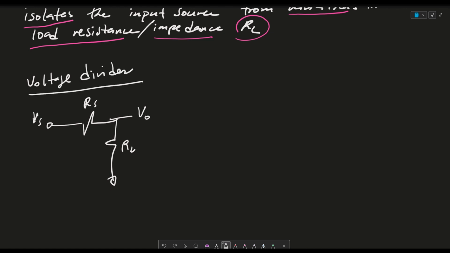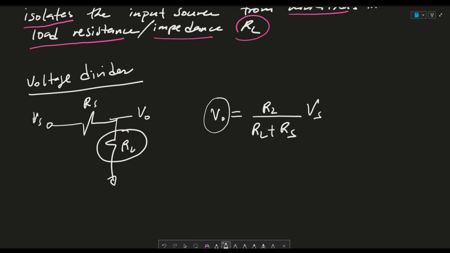And we've studied this in the past, where VO is equal to RL, or this resistor, divided by RL plus RS, times VS. And as you can see, VO is dependent on RL and RS, all right, both in the numerator and the denominator. And sometimes for certain applications, we don't want this to be the case. And this is where the buffer comes in.